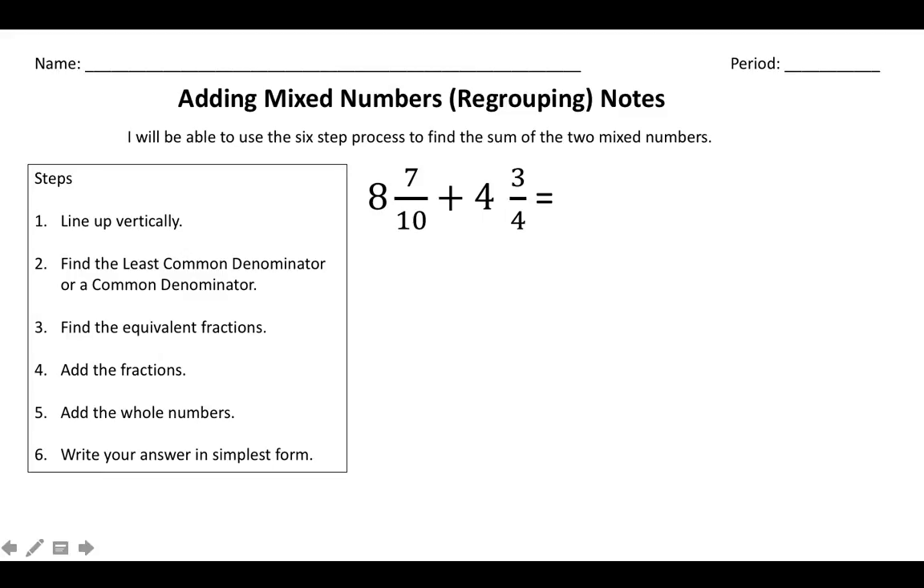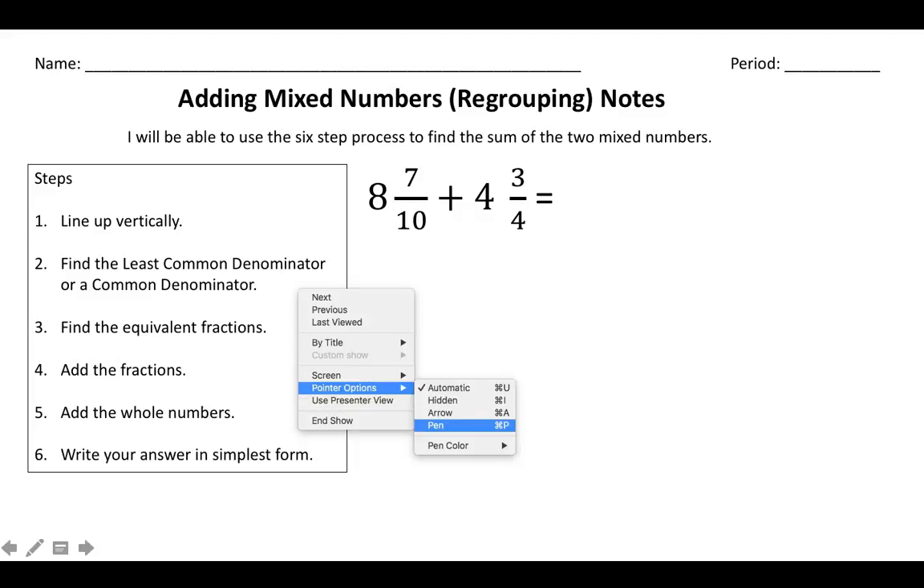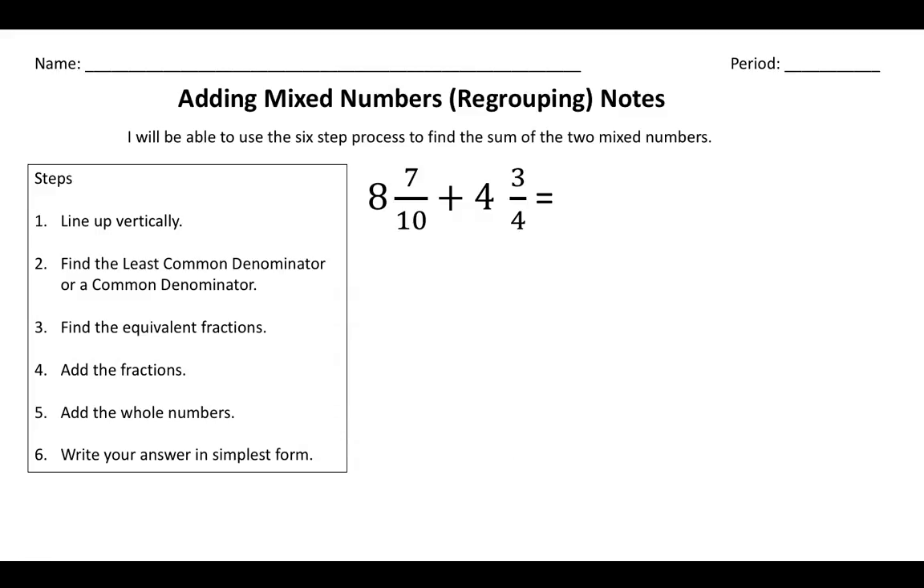All right, now we're going to be adding mixed numbers, but this is going to require regrouping. So we're going to follow the same six-step process to find the sum of the two mixed numbers. Our first step is to line up the mixed numbers vertically. So we have 8 and 7/10 plus 4 and 3/4.